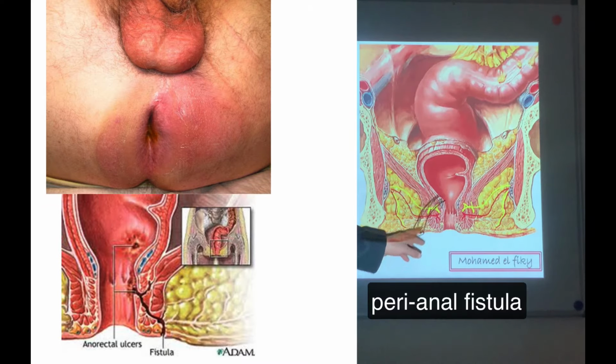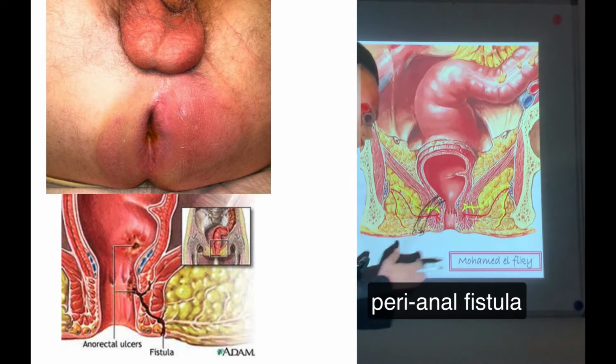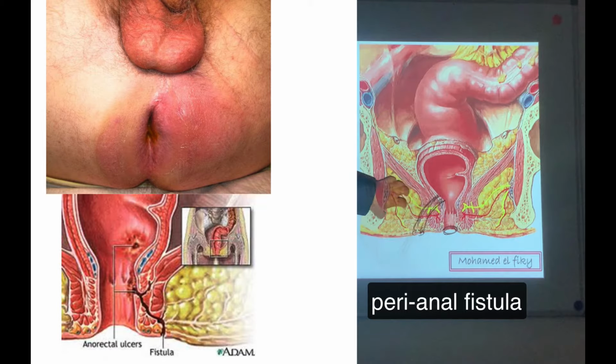Fistula: communication between the anal canal and the outside, near the opening of the anal canal, our anus. It's very important. Chronic infection in this ischio-rectal fossa, with chronic abscess present here, leads to perianal fistula, as applied anatomy.